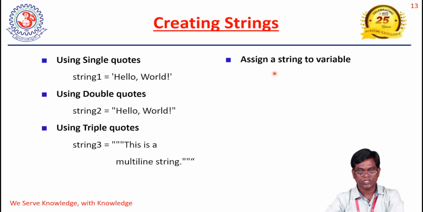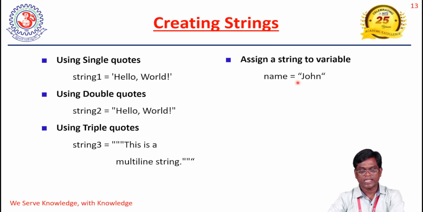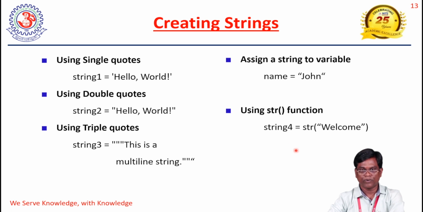And the other method is the simplest method. Whatever string I want to create, just directly assign that string to the variable name, name is equal to John. So now name is a string variable which stores that particular string John here. And the last one for creating a string, we can use the built-in function str. So string 4 is equal to str of welcome. Here welcome is the string which is passed as an argument for the str function. So that string 4 is created here.